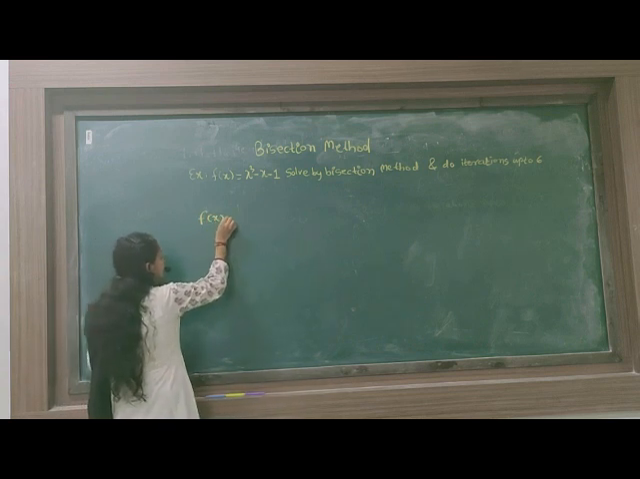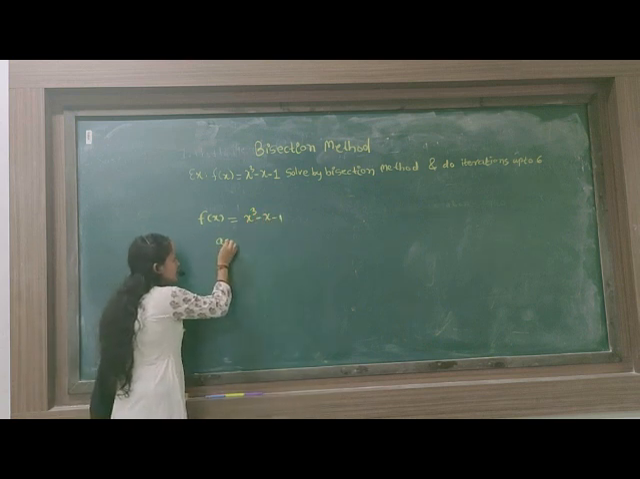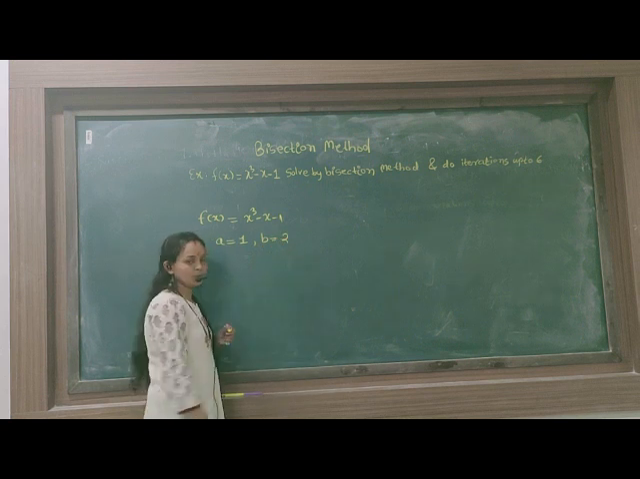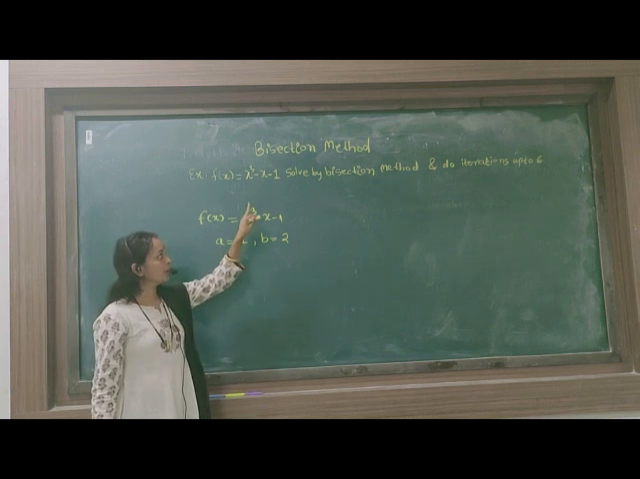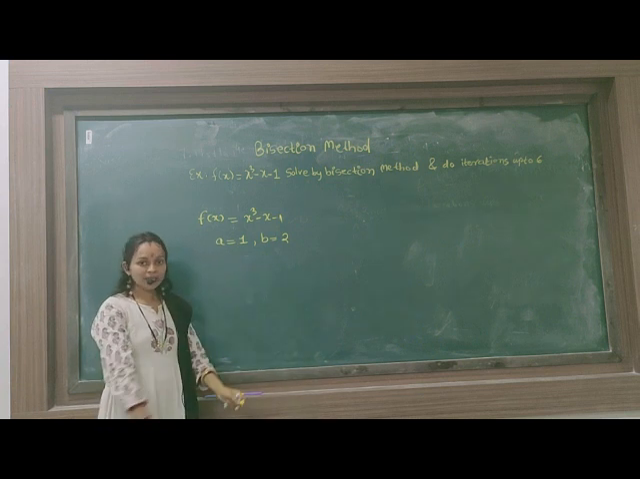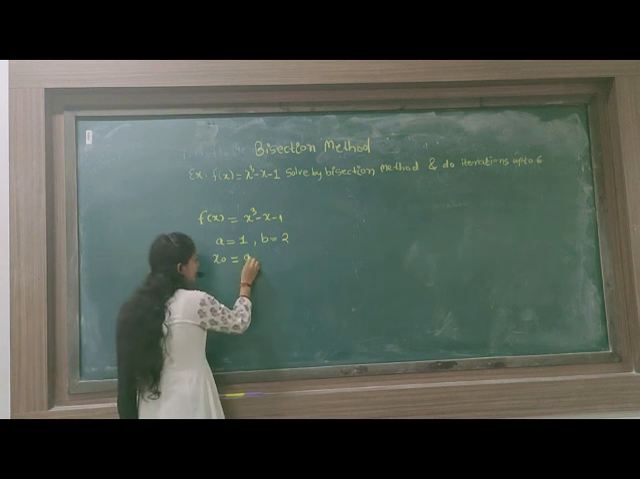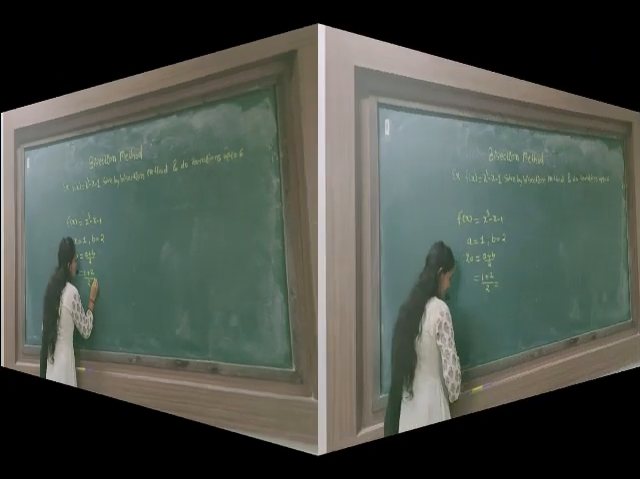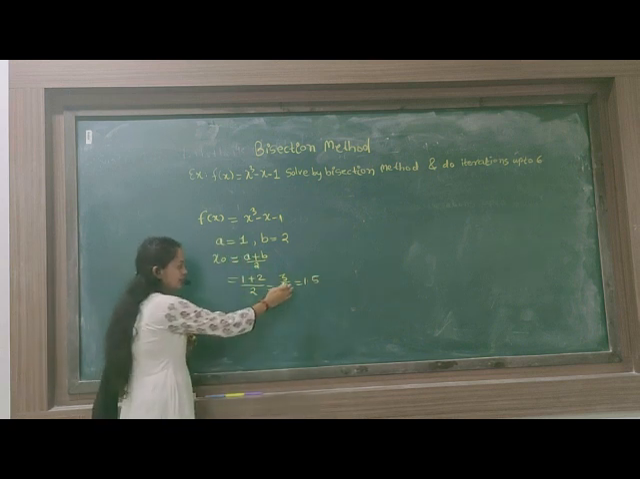So f of x is equal to x cube minus x minus 1. Now you are going to consider a less than b, and I am going to consider b equal to 2. So initially I am going to set the case which satisfies the condition according to the bisection algorithm. So a is equal to 1, b is equal to 2. This is my initial setup. From that I calculate x0, which is a plus b by 2, so 1 plus 2 by 2 equals 3 by 2, nothing but 1.5.